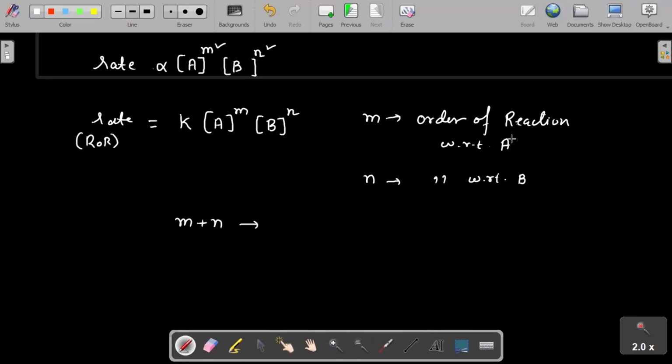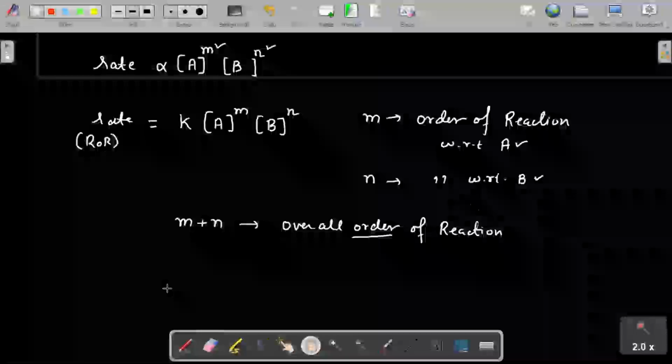What is m? It is the order of reaction with respect to A. What is n? It is the order of reaction with respect to B. But if we add them, m plus n, then we get the overall order, or you can simply call it the order of reaction.